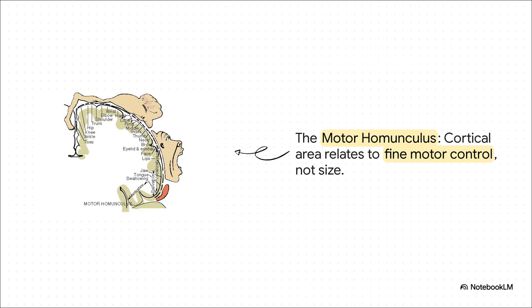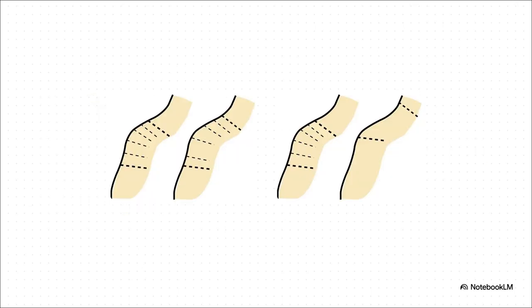The size of each body part on the map isn't about its physical size, it's about how much of the cortex is dedicated to its fine motor control. That's why the hands and the face are just gigantic on this map. They need incredibly precise control. But here's the thing. These maps are not set in stone.